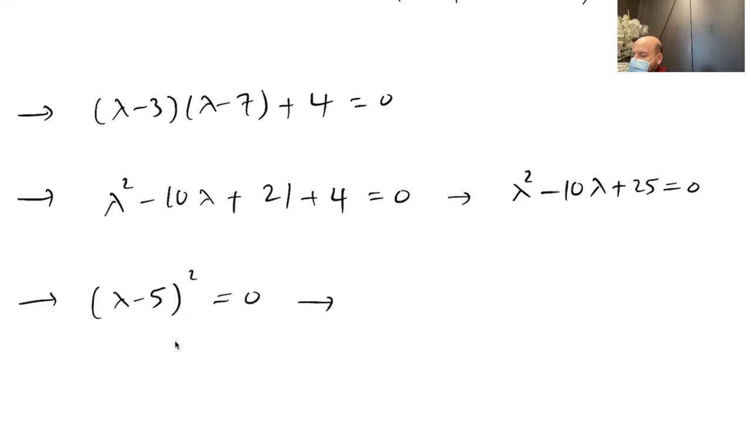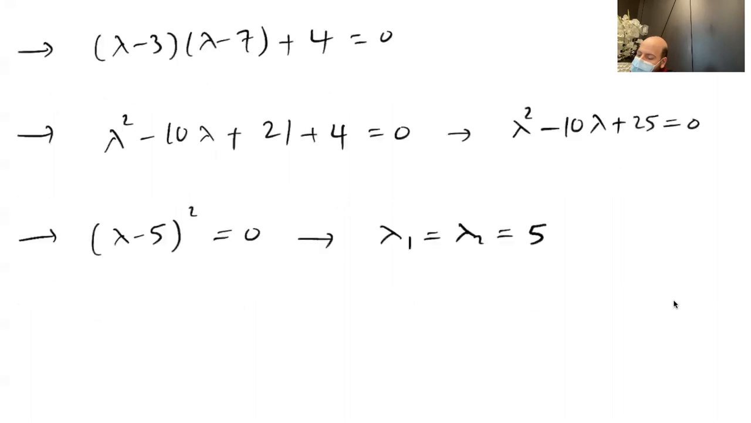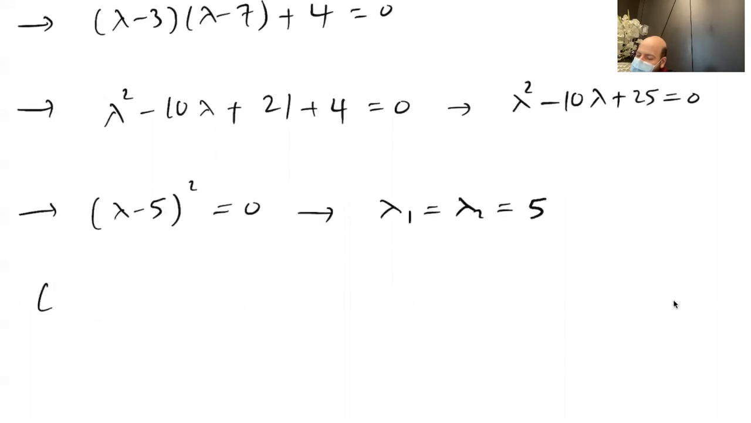So I will have here two eigenvalues, but both of them are the same number, 5 and 5. So lambda 1 equals lambda 2 equals 5. Repeated eigenvalue.